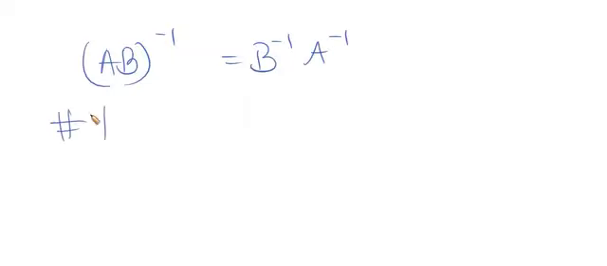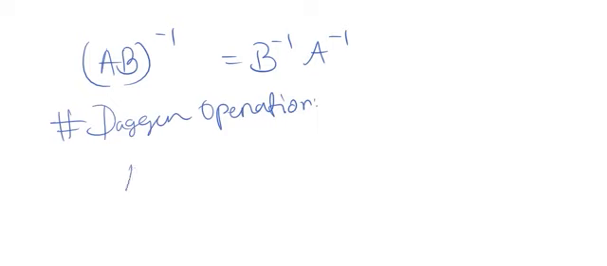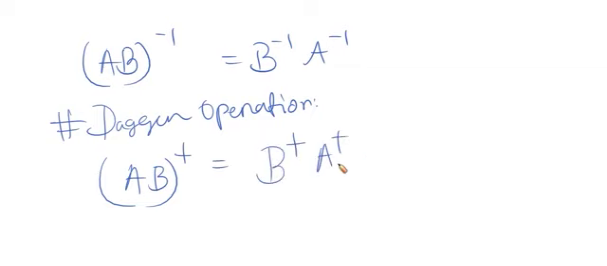Similarly, the dagger operation, or the adjoint operation, for a product of two operators, A and B, when you dagger it, is B dagger, A dagger. And with the help of bracket notation, you can easily prove these things. Also, you can switch to index notation and do it.